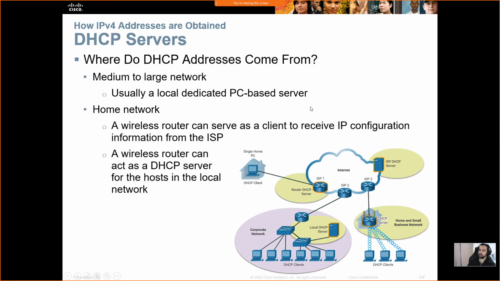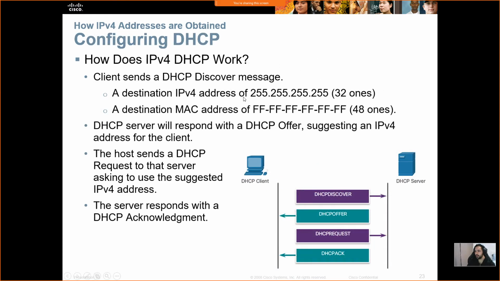Where do the DHCP addresses come from? This is a question we need to address. Usually a local dedicated PC-based server, so you can actually set up a server to assign IP addresses. In a home network, if you don't have a server, you can actually use the wireless router or the wireless device itself to assign the DHCP addresses. How does IPv4 DHCP work? This is just a brief explanation of how the DHCP process works.